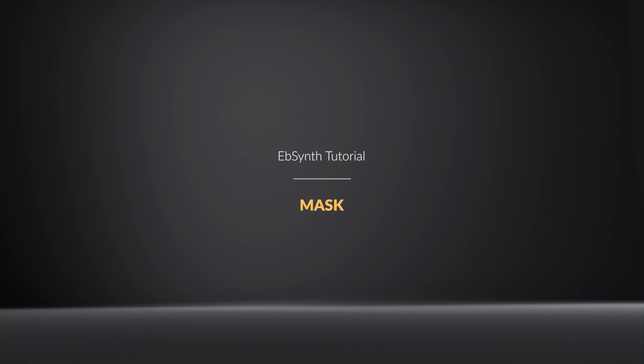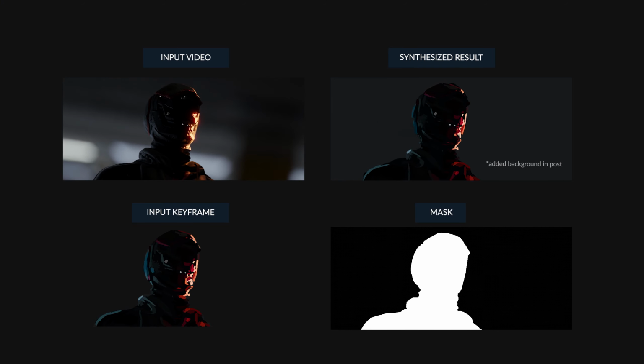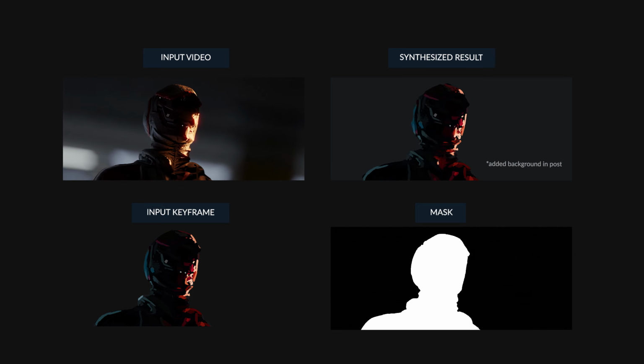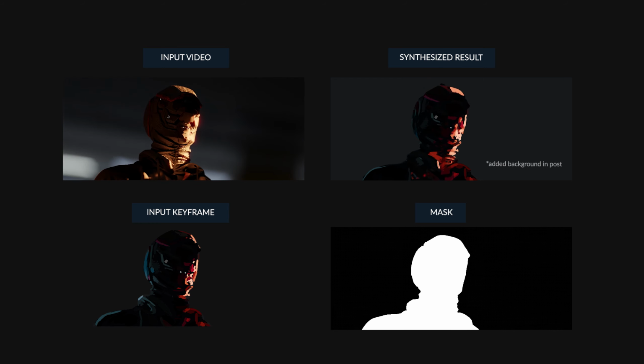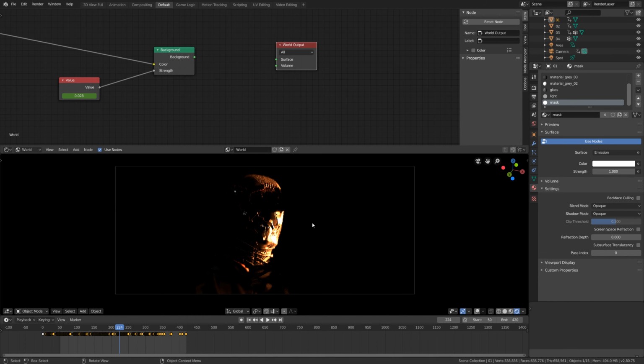Okay, and the third input that EbSynth understands is mask. Just like we might have expected, the mask, the black and white mask, defines the area of the image that will be affected by the processing. And on top of that, the final result will be available with alpha, in case you would like to compose the background separately.